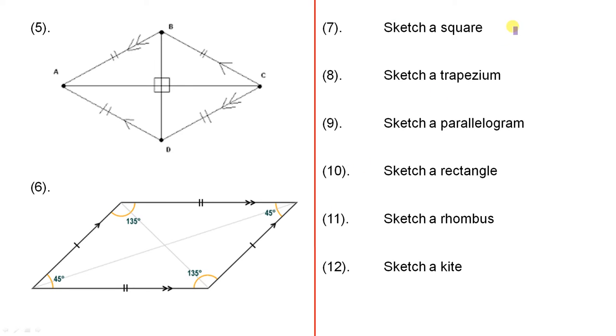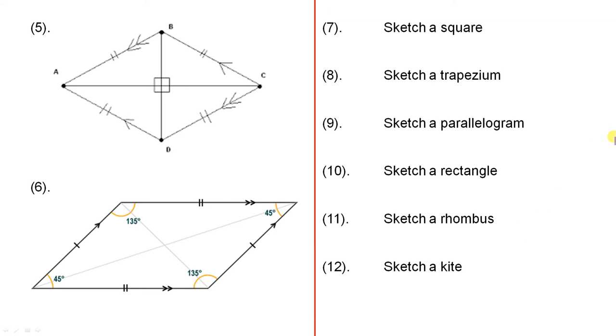Finally, we have six very simple tasks here. We have to sketch a square. We're being asked to sketch a trapezium, sketch a parallelogram, sketch a rectangle, sketch a rhombus, and sketch a kite.